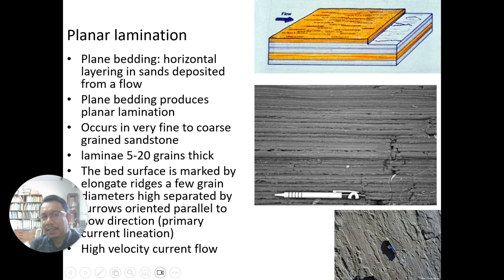And sometimes if you look at the top bedding plane, you can see elongate ridges, just a few grain diameters high, separated by furrows, and these are oriented parallel to the flow direction. So it tells you the direction of the current. For example, here the current was probably moving from here to here, or also in the opposite direction. So we cannot really determine the exact direction in this case, because there's no feature like a Stoss or a Lee, right? And these are usually indicative of high velocity current flows, much faster compared to the flow that produced your dunes and your ripples.